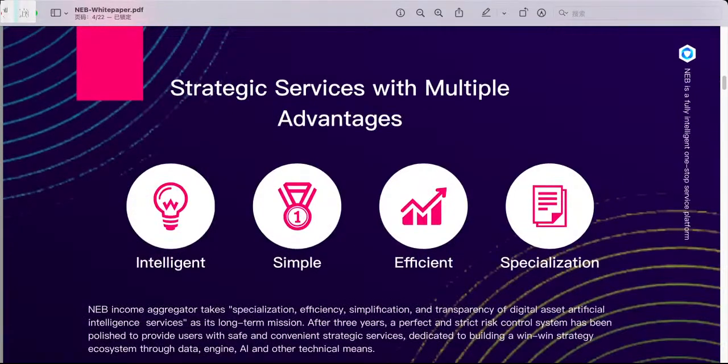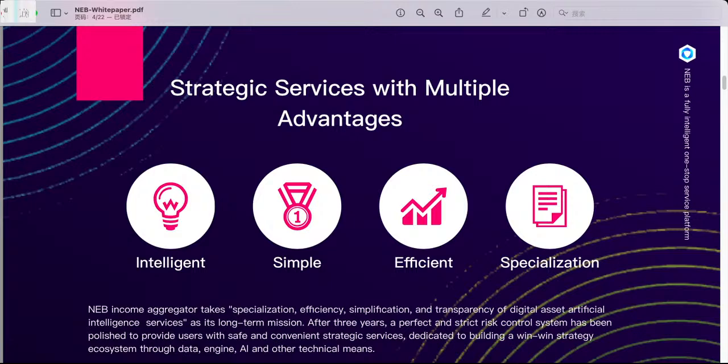And there are four strategy advantages for you guys. First of all, it's intelligent. I already mentioned that when you provide liquidity in the staking pool, it can automatically execute the process because it is driven by AI.